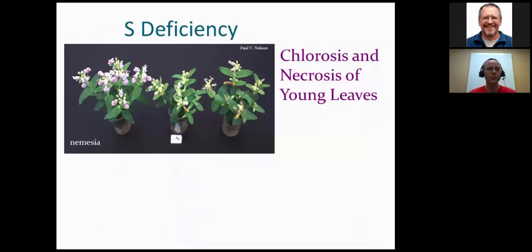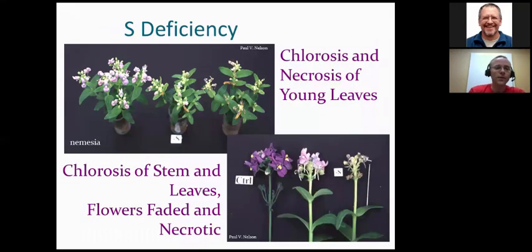The other symptom was that, you know, we do have some chlorosis of the younger leaves with the nemesia, and it can get a little bit trickier because nothing ever really shows up in a perfect system, in a biological system. But what I'm going to focus on with the nemesia is the flowers. If I start looking close at the flowers, we start to notice that the sulfur deficient flowers are faded, and so are the stems. The stems are faded as well.